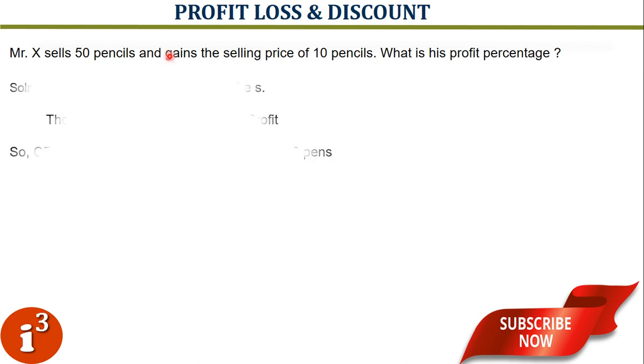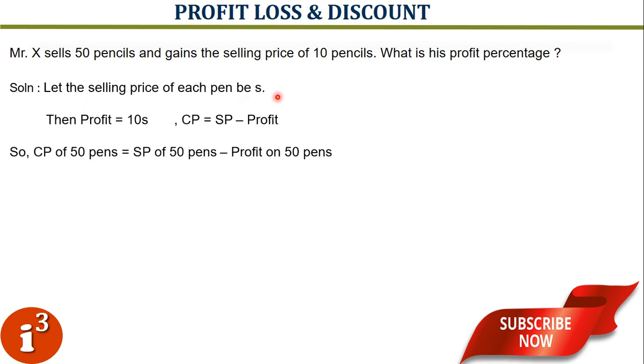Okay, so let the selling price of each pen be S. We take the selling price as S, then profit is 10S because it is given as the selling price of 10 pencils. Profit is the selling price of 10 pencils, so profit is 10S. Cost price is selling price minus profit, because profit is selling price minus cost price. So the cost price of 50 pens will be the selling price of 50 pens minus the profit on 50 pens.